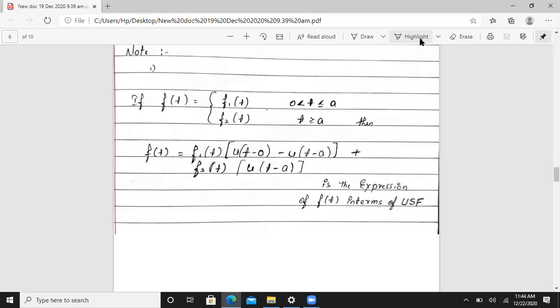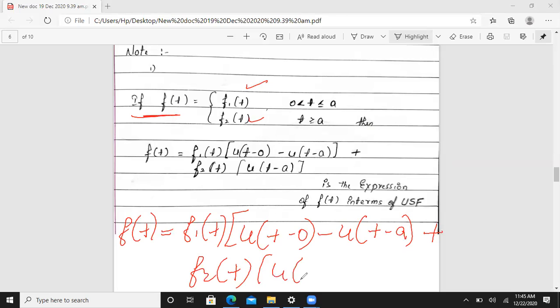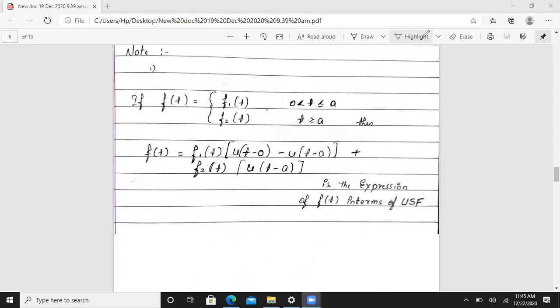Okay, here we have one note. If f of t function has two functions, at that time we will write f of t is equal to the first function f1 of t into u of t minus 0 minus u of t minus a. This is first, plus the remaining second function f2 of t into u of t minus a. Okay, this is your next formula, and we will see one example on this also.